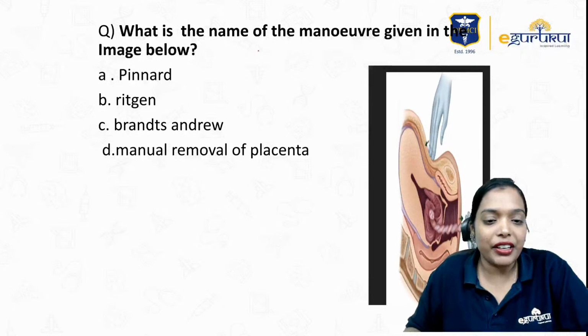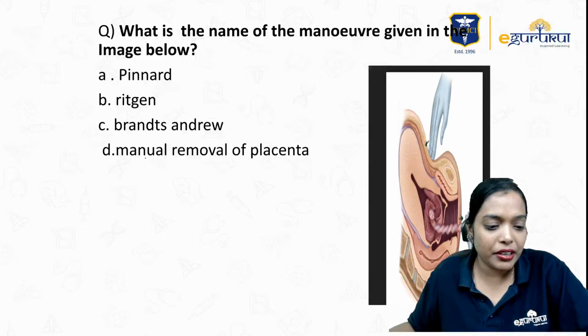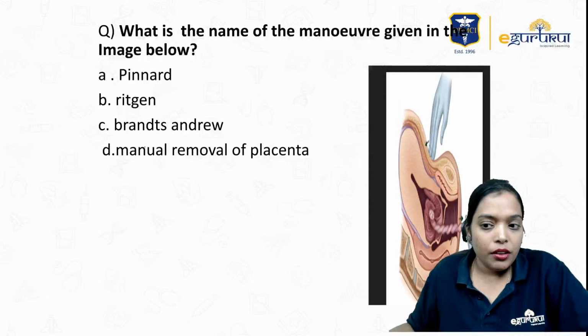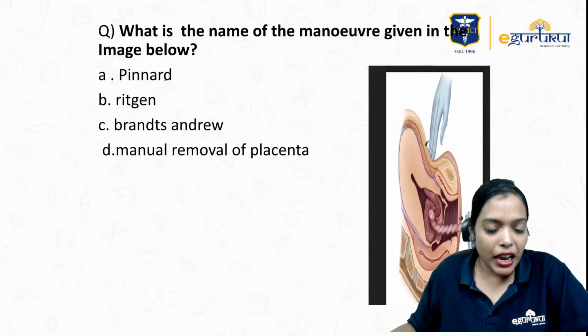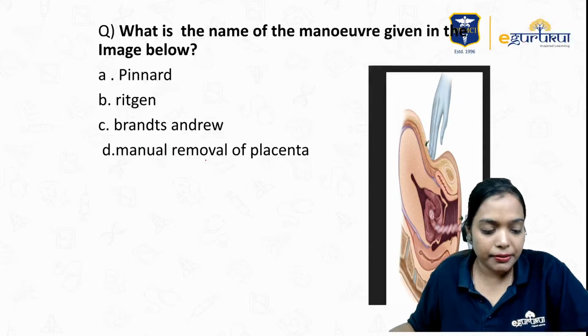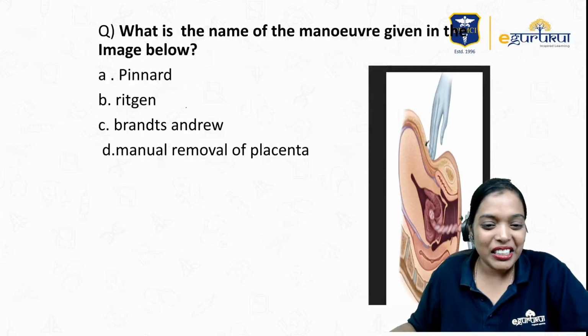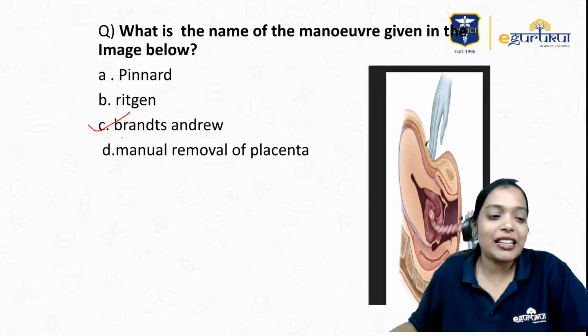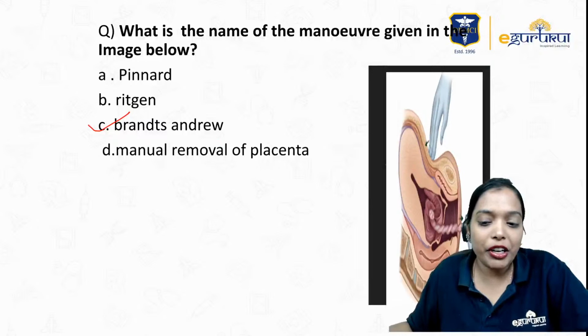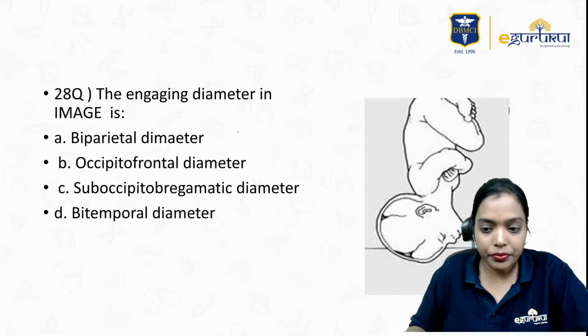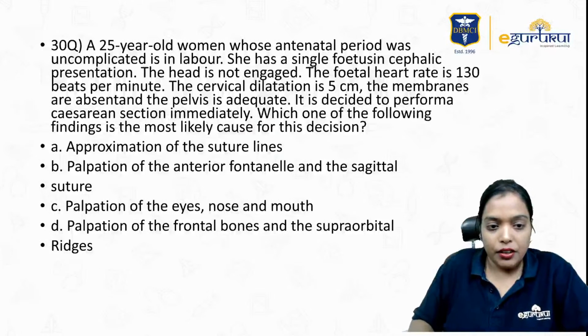So what is the maneuver given in the image below? I think it's a very easy, direct question. Pinard's, Ridgen, Brandt's Andrew, manual removal of the placenta. So this is nothing but the Brandt's Andrew method or controlled cord traction. When you put one hand on the abdomen, with the other hand you hold the cord and try to pull it out. This is Brandt's Andrew method. Okay, next question.